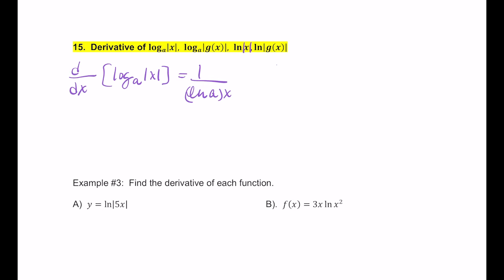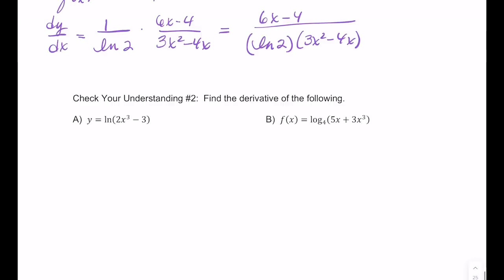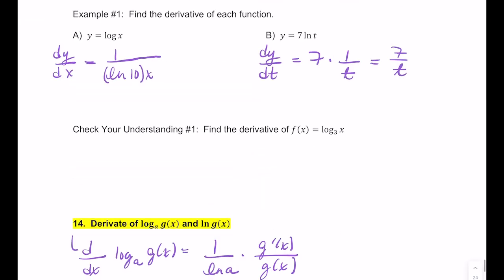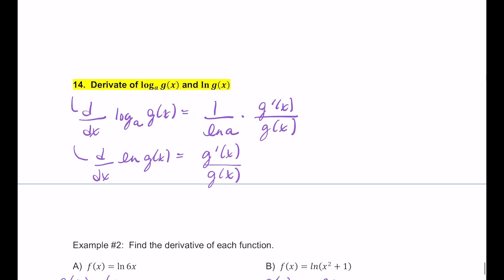Then you've got the derivative of log base a of the absolute value of g of x. And that's just going to be, again, 1 divided by the natural log of a. And then I'm going to multiply that by the derivative of g of x over g of x. Okay, very similar to using this formula right here. So notice they're the same.